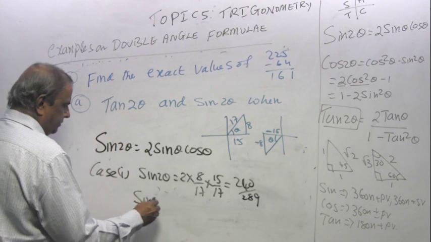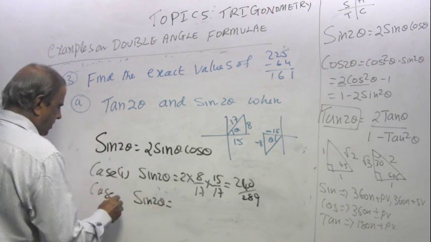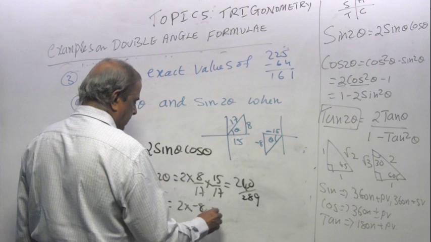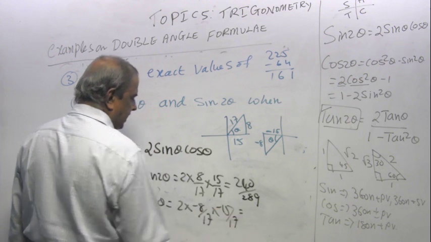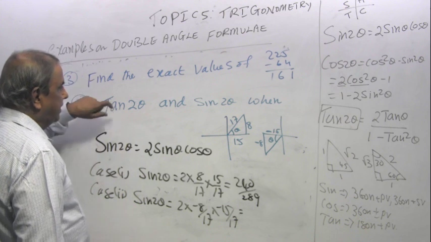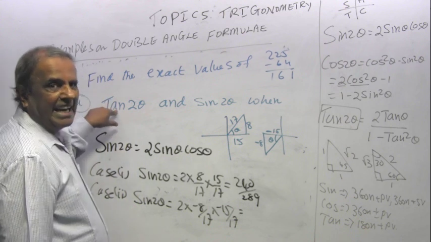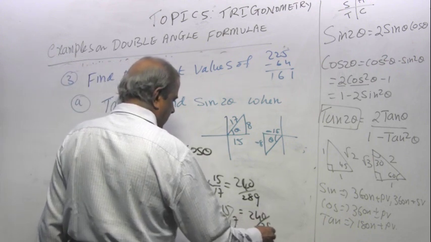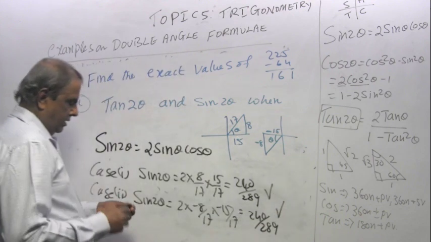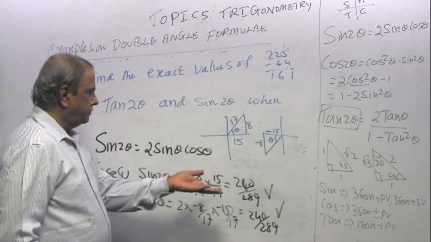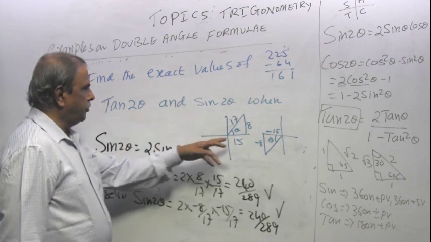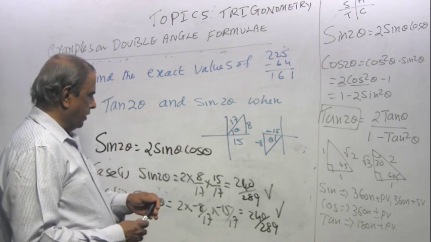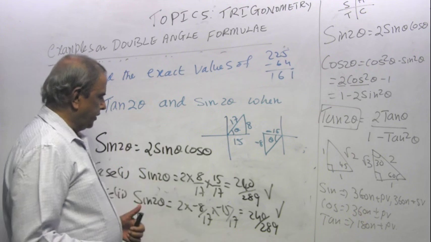But sin 2 theta in the second case will still be the same, fortunately: 2 times minus 8 over 17 times minus 15 over 17. The problem would have been difficult if I had tan theta as negative. Then life would be interesting. Anyway, it still remains the same. Lucky for you, because if the angle is between 0 and 90, 2 theta will be between 0 and 180, so sin 2 theta is positive.